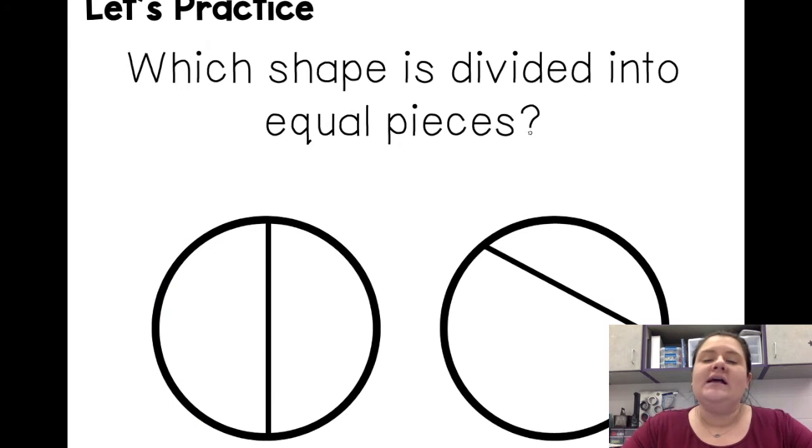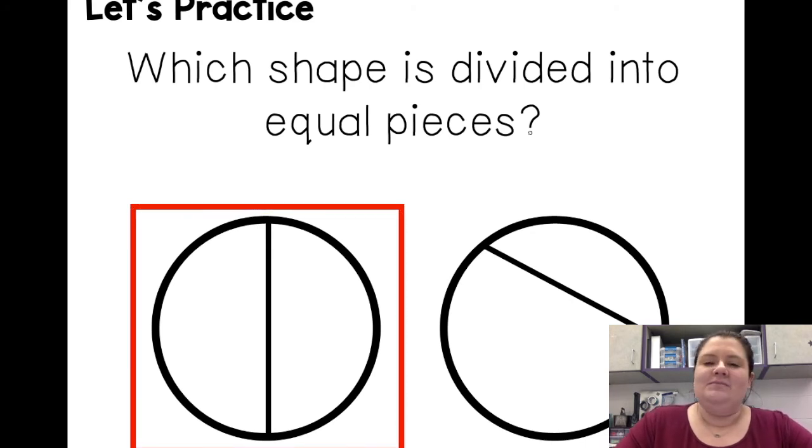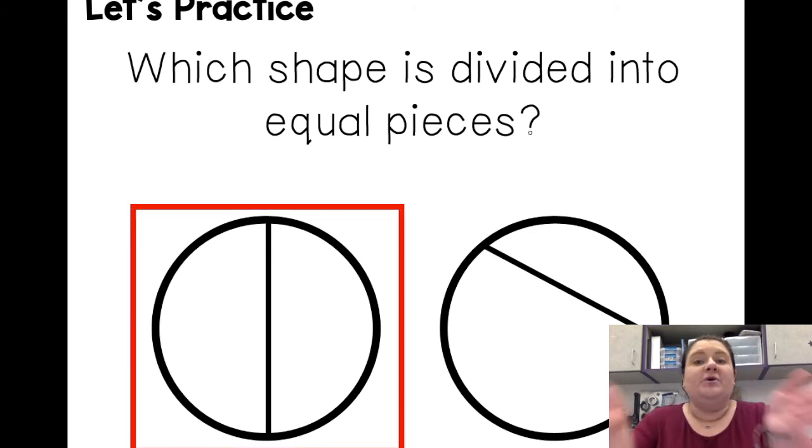All right, so let's practice. I want you to take a look at some of these questions, and I want you to answer them along with me. So our first question is this. Which shape is divided into equal pieces? Is it the circle on the left or the circle on the right? The left circle would definitely be equal pieces. If I were to fold them in half, they would be the exact same.